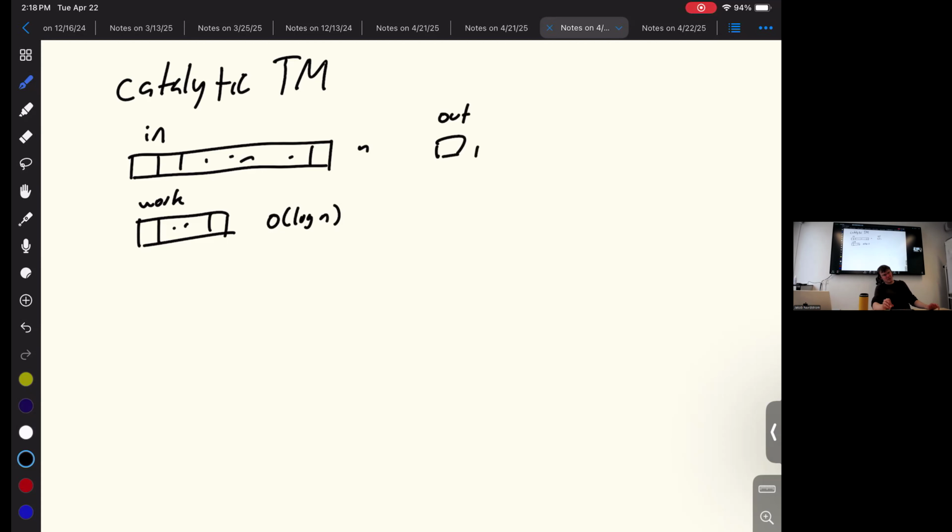Maybe it's a search problem, so maybe there's more bits. If there's more bits, then it matters, but it's write-only, so you can't use it for memory. This is the typical setup for log space.